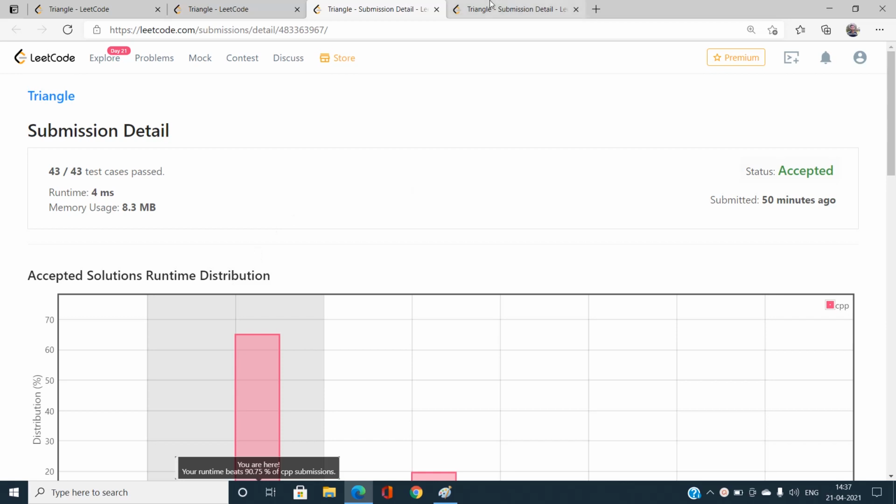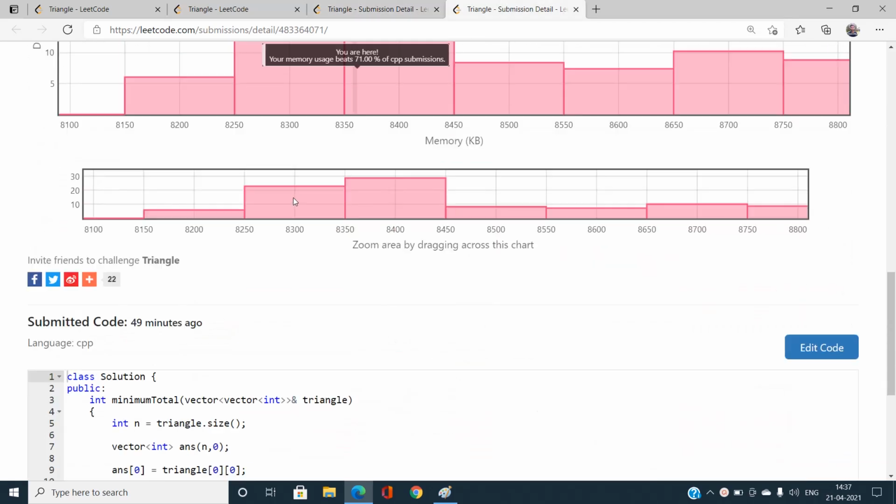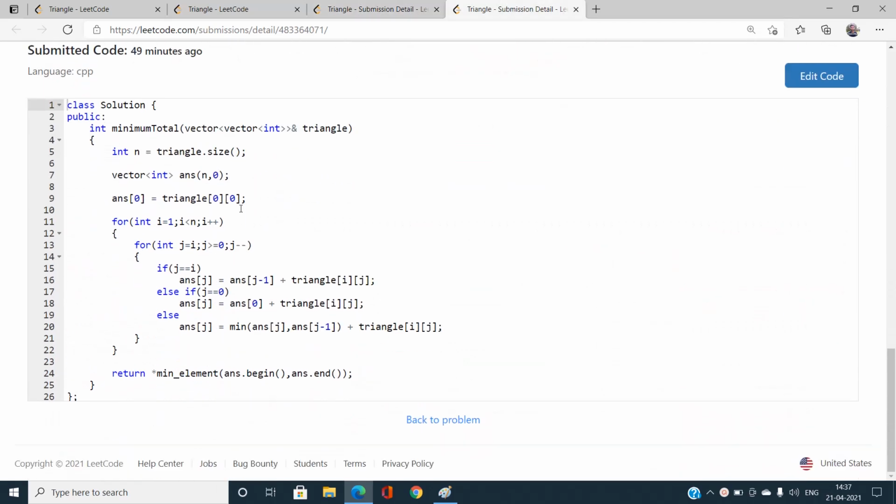Okay, so let's talk about my other implementation, that is nothing but maintaining a vector of size n without modifying my input values, because in interviews you cannot just modify the input values, and this is going to be invalid. Okay, so rather than maintaining an entire 2D matrix, I just maintain an answer vector of size n, a linear array, and answer[0] is nothing but triangle[0][0], which is the first cell value of the first row.